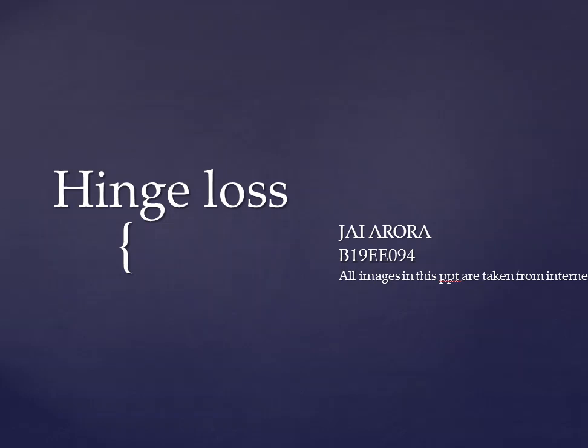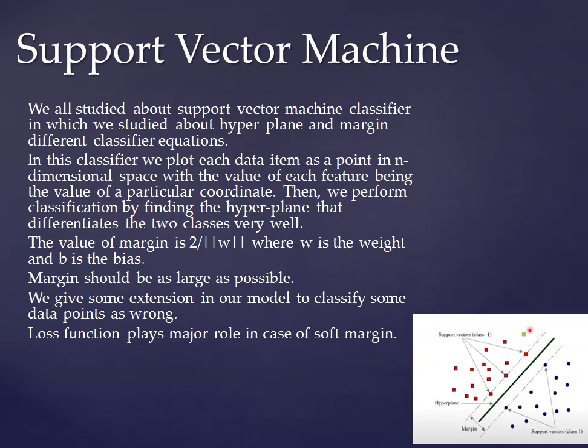Firstly, before discussing hinge loss, we'll talk about the support vector machine and some conclusions that we should remember. We have all studied the support vector machine classifier, in which we use a hyperplane and margin values. In this figure, the red points are the data points of class 1 and the blue points are the data points of class 2. This is the hyperplane, this is the margin, and we know that the margin should be as large as possible so that we get a good classification between the two classes.